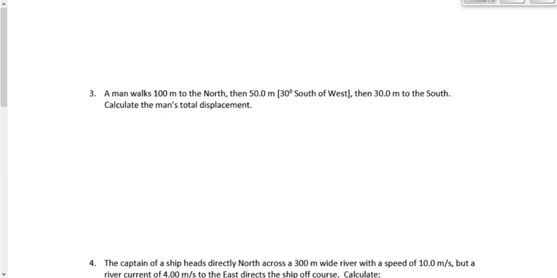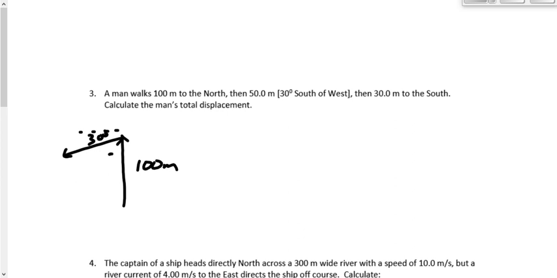What we're really doing here is adding vectors together, right? We've got 3 vectors. We have to add them together. We have to draw it out first. We've got 100 meters to the north, and then we've got 50 meters at 30 degrees south of west. This is south of west, okay? Not this, this, okay?